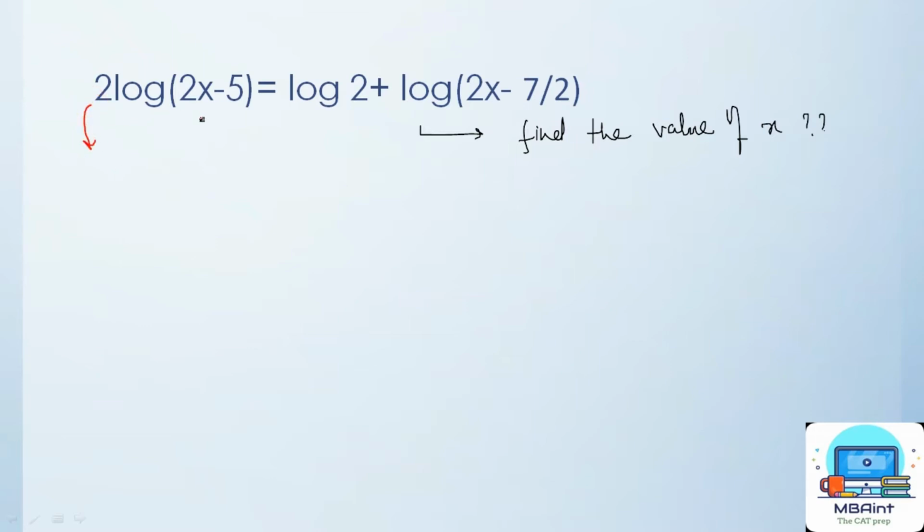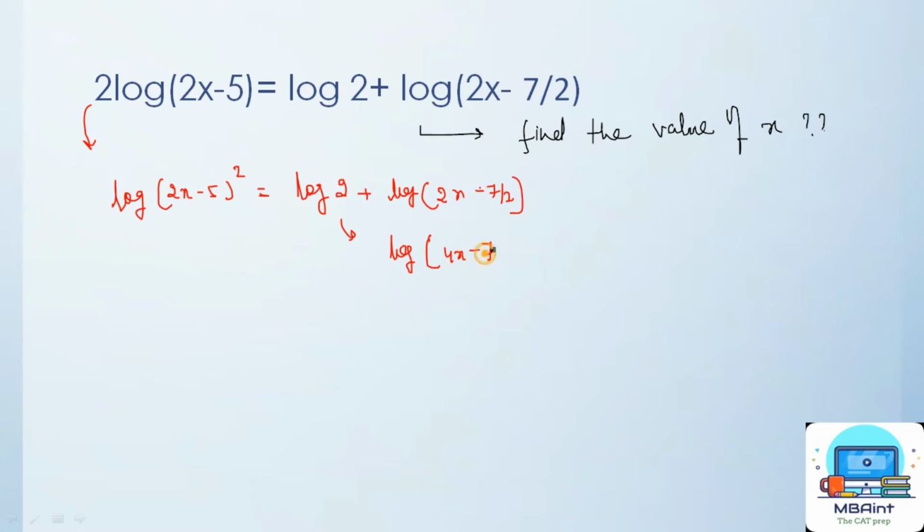This says 2 times log, right? Whenever you have log on both sides, try to remove it so that your life becomes really easy. So what I can do here is this is log (2x minus 5) whole square. I can always write this like this. This is log 2 plus log((2x minus 7) upon 2), or I could have directly multiplied it, or this could be better written as log(4x minus 7), right?